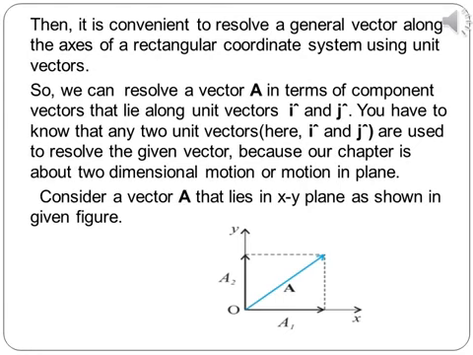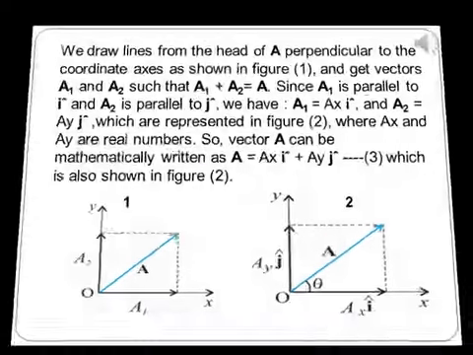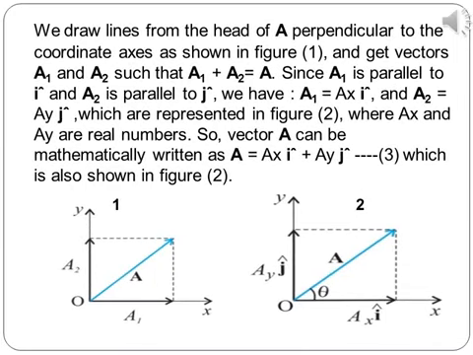Consider a vector A that lies in the xy plane as shown in the given figure. At first, you have to draw the lines from the head of the vector A perpendicular to the coordinate axes as shown in figure 1 and get the vectors, which are vector A1 and vector A2, such that vector A1 plus vector A2 is equal to vector A.